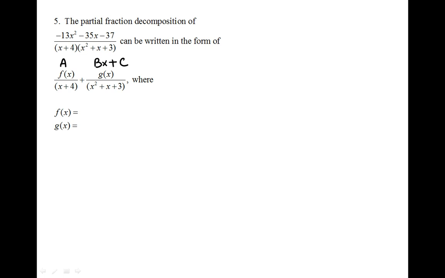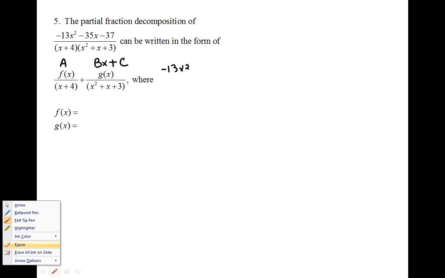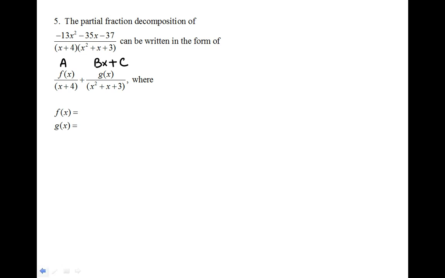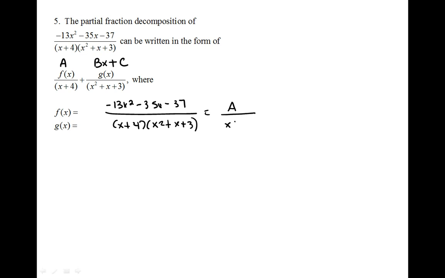Okay. So we have negative 13x squared minus 35x minus 37 over x plus 4 times x squared plus x plus 3 is going to equal a over the linear factor x plus 4 plus bx plus c over the quadratic factor x squared plus x plus 3.